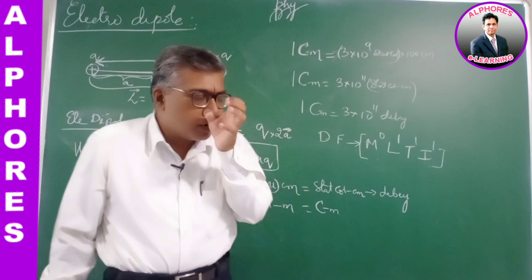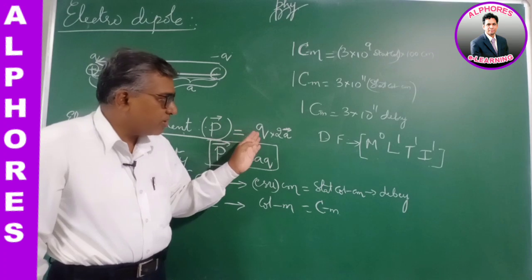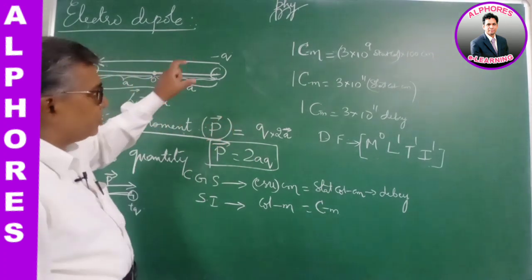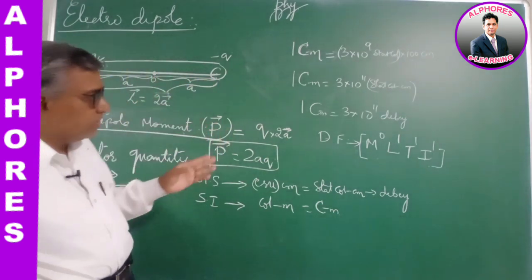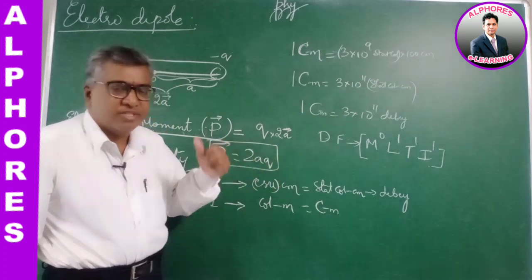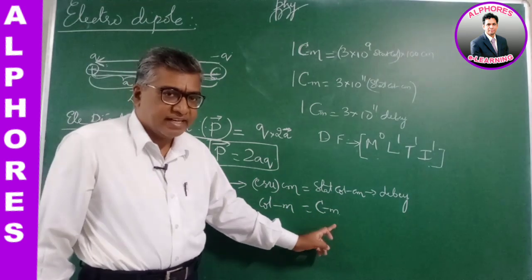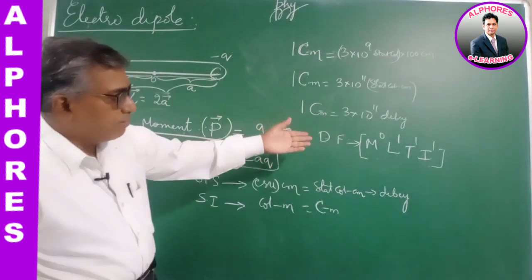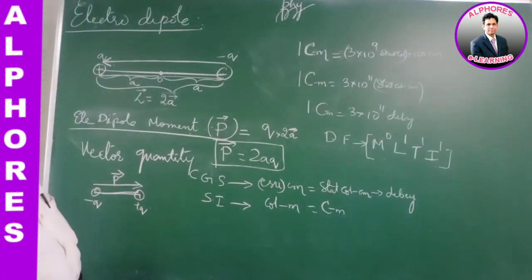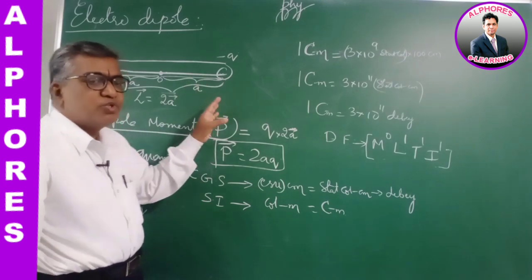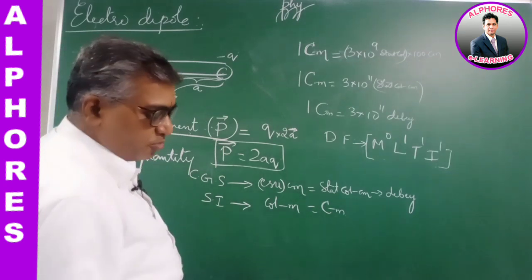This is measured by a quantity called electric dipole moment, P bar. It is the product of either charge, any one of the charges, you should take the magnitude Q, and the distance between the charges, the length of the dipole, so charge into 2a: P = 2aQ. This is the formula for the electric dipole moment. Units: coulomb meter in SI, stat coulomb meter in CGS, and dimensional formula L1 T1 I1 M0. It is a vector quantity. Its direction is from the minus Q charge to the plus Q charge along the line joining the charges. Okay, so this is dipole moment.